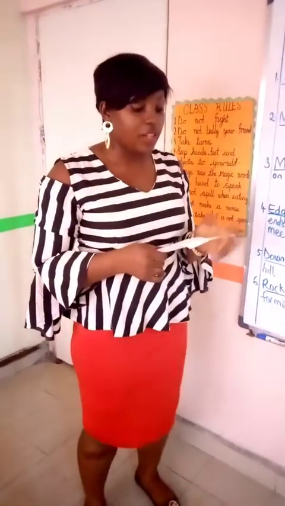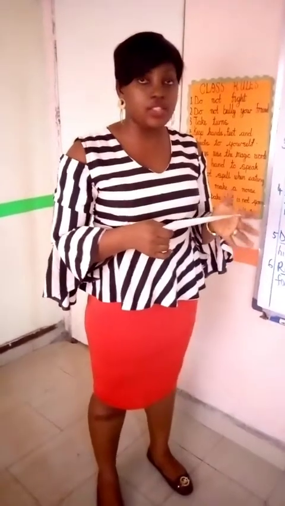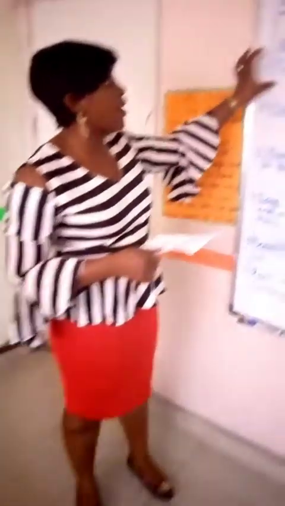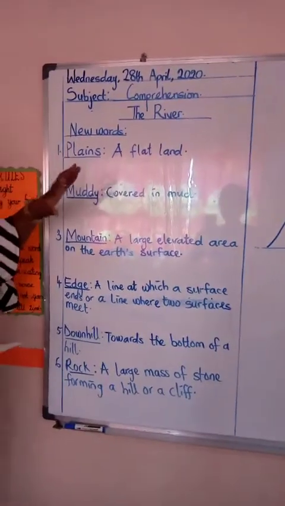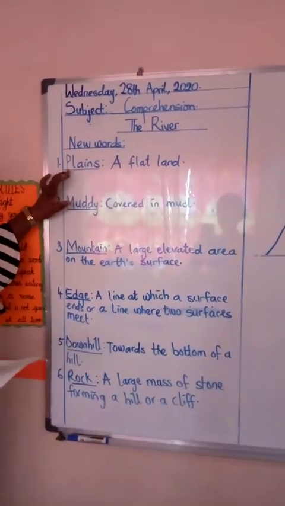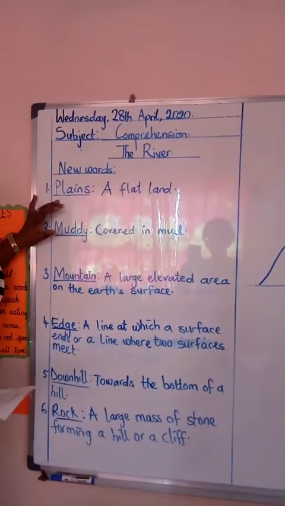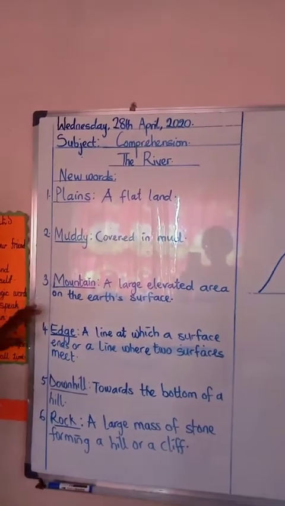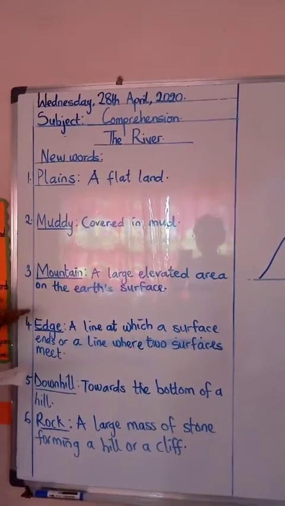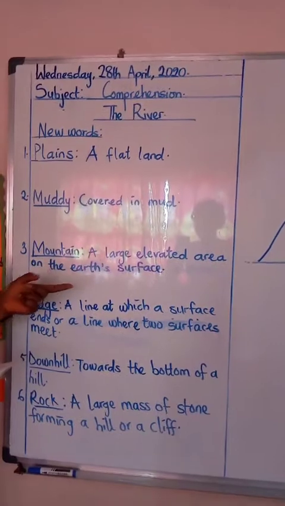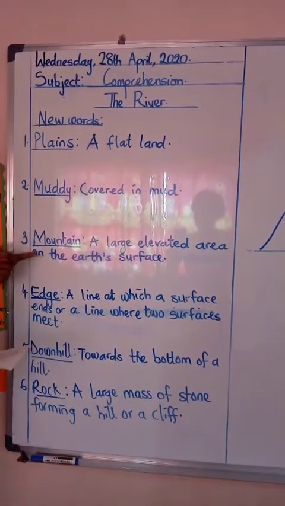The river. The river flows down the mountain, across the plains and into the sea. The word plains there means a flat land. The word is plains. Did you say plains? Please let's pronounce the word together. Plains, okay? And the word mountain there means a large elevated area on the earth's surface. The word is mountain. Let's pronounce it together.